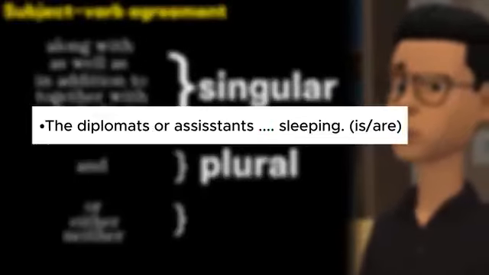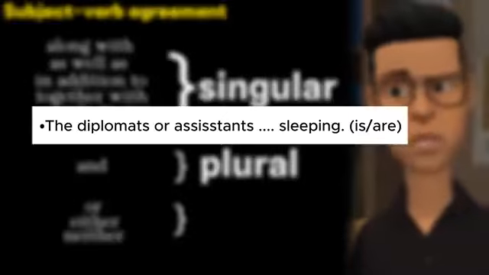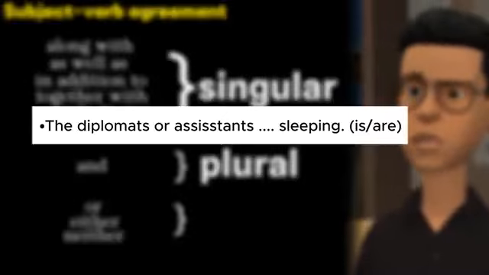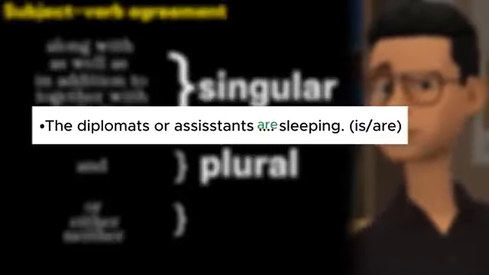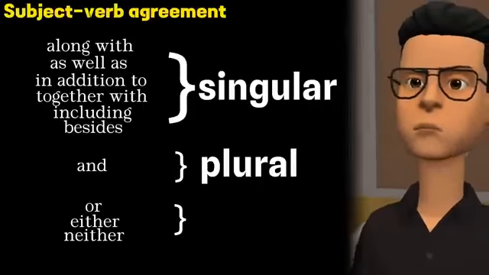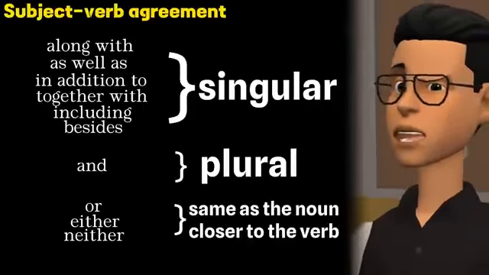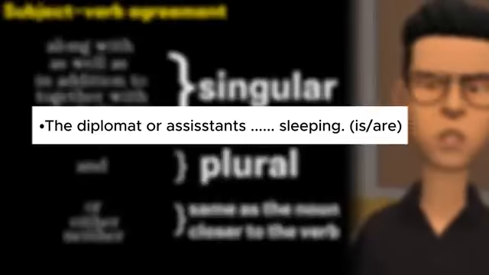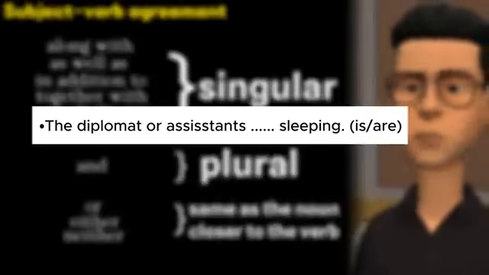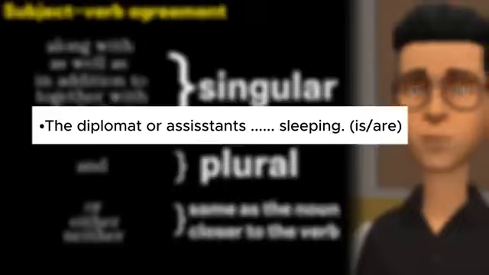Take an example: diplomats and assistants are sleeping. Here, both are plural, so the verb will be plural, that is, "are". But what if one noun is singular and the other plural? In that case, you have to consider the noun closer to the verb. For example, the diplomat or assistants are sleeping. The closer noun is assistants, that is, plural, so "are".